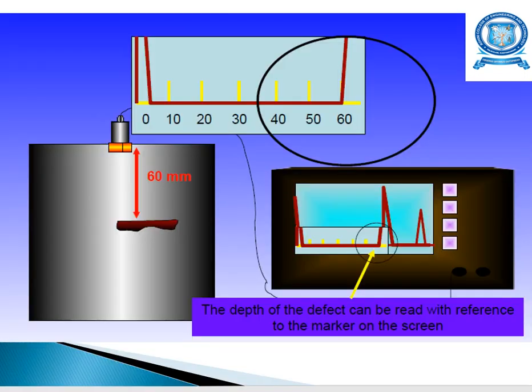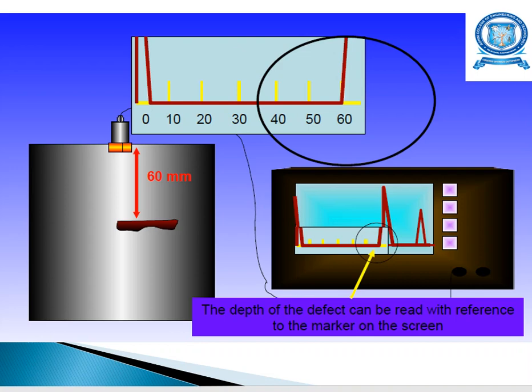And on this slide, the depth of the defect is around 60 mm from the top of the test specimen, which has been read out here on the screen. That has been enlarged here, and you can see that the distance of 60 mm has been read out.